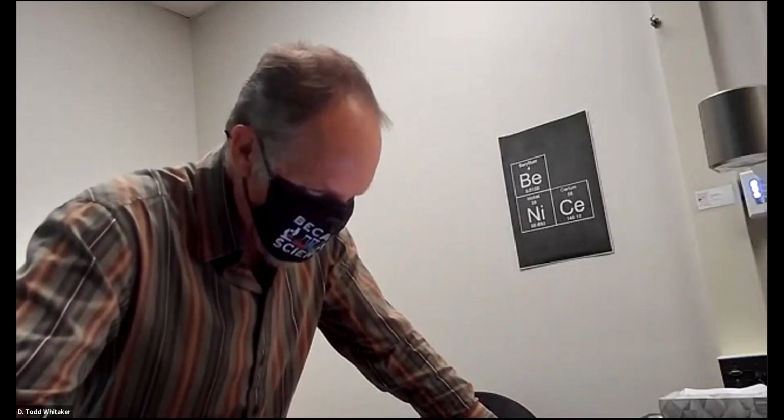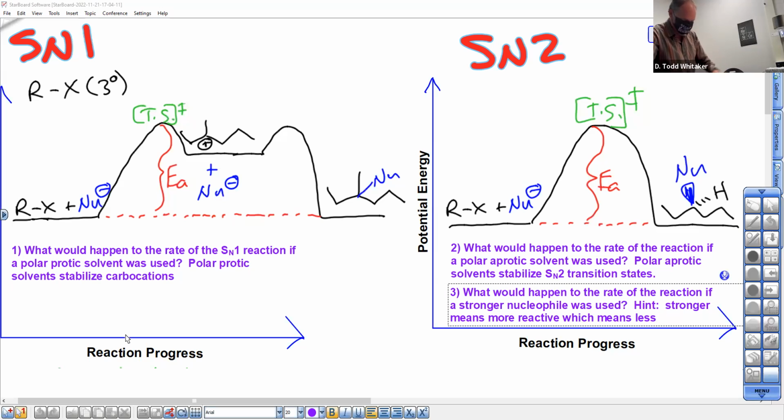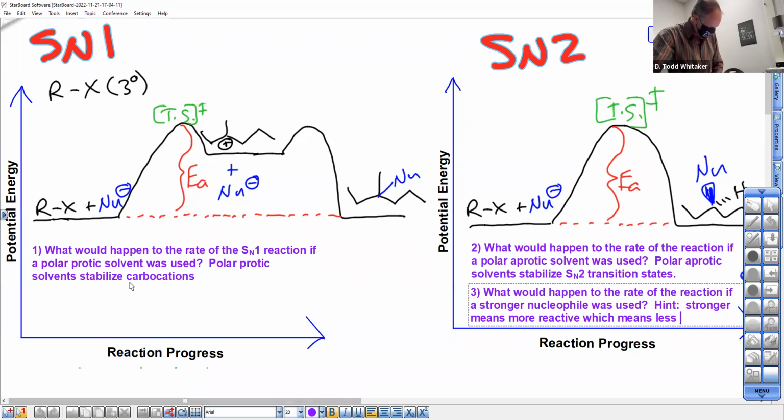We are going to continue our discussion of potential energy diagrams towards SN1 and SN2 reactions. And we have 3 questions to answer. What would happen to the rate of the SN1 reaction if a polar protic solvent was used? Here's the hint. Polar protic solvents stabilize carbocations.